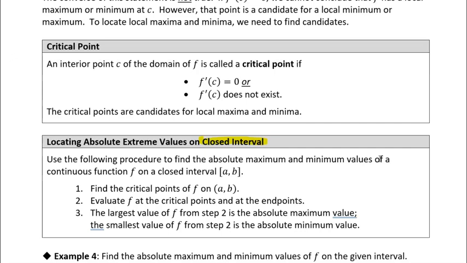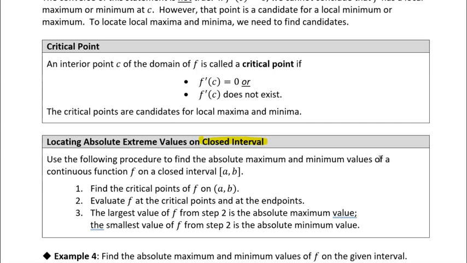And then number 2, we're going to evaluate the critical points and the endpoints. So we're going to find the value of the function at the critical points and at the endpoints of the interval, right? Because we're dealing with a closed interval. So we're going to evaluate f of a and f of b.